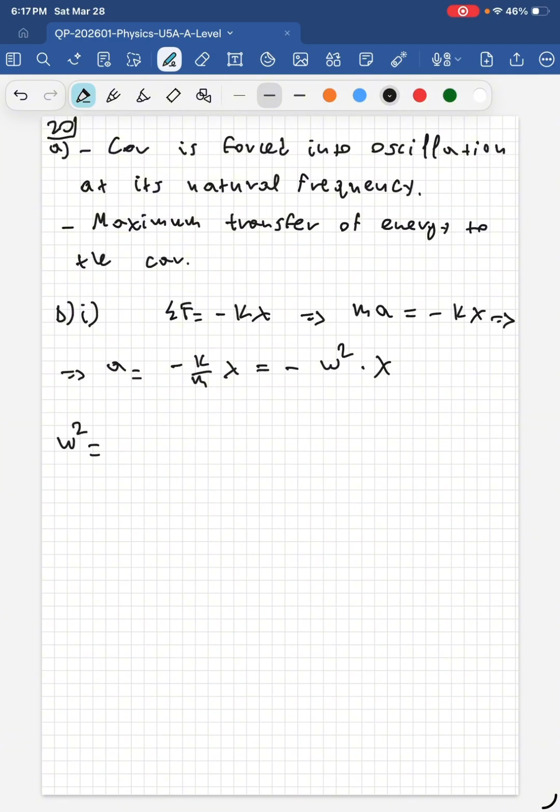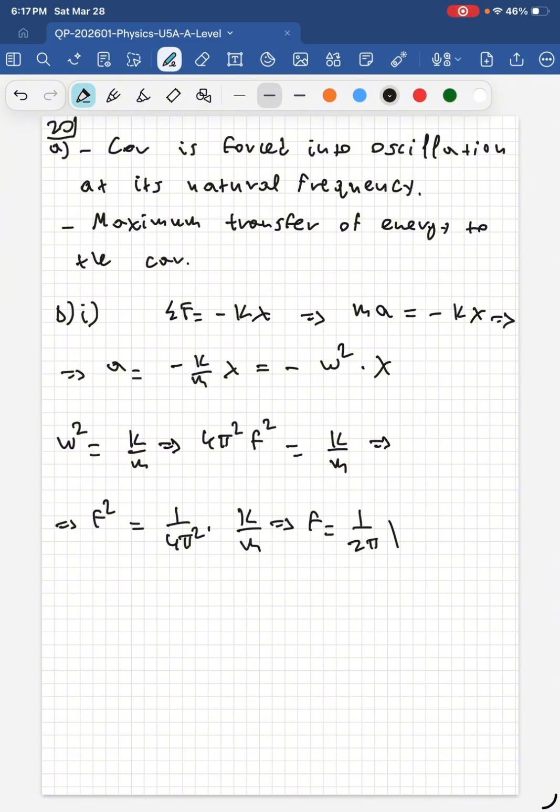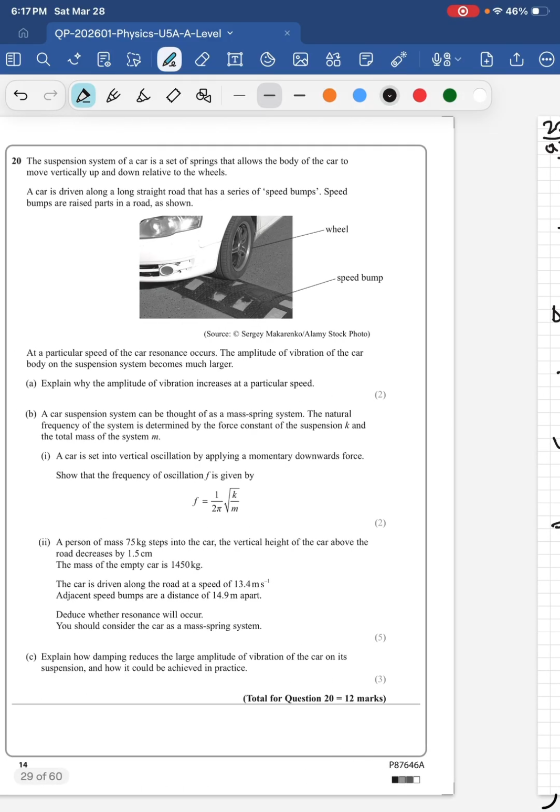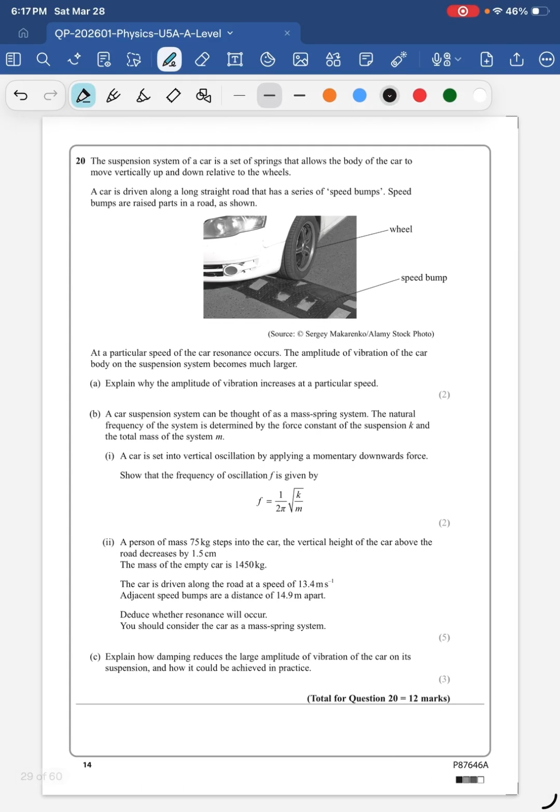And omega squared is k over m, but omega squared is 4 pi squared times the frequency squared. And this is equal to k over m, right? So f squared is 1 over 4 pi squared times k over m. So f is 1 over 2 pi times the square root of k over m. That's the answer. Okay, part 2.